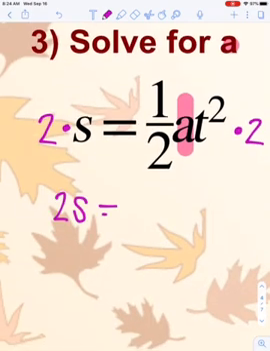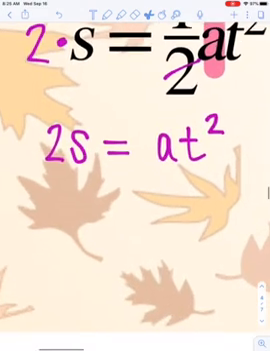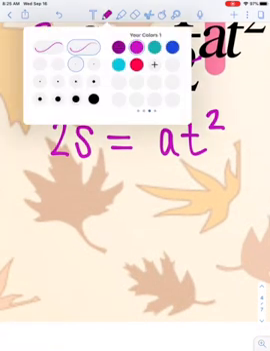On the left, 2 times s is just 2s equals. On the right, the 2's cancel. So it leaves me with 1, because that was my top, a t squared. When 1 is my coefficient, when 1 is the number in front of the variables, I don't have to have it, so I'm just going to get rid of it. If it was something else, like a 3 or a 7 or something, I would keep it, but I don't have to have a 1.